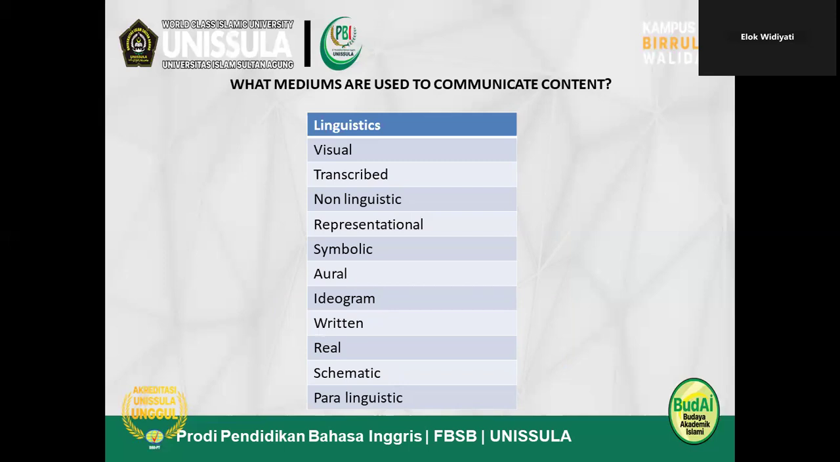So the content within the analysis of interaction deals with the linguistic, of course, visual, transcribed, or transcription coming from the performance of the communication itself, and then non-linguistic, representational, symbolic, oral, ideogram, written, real, semantic, and paralinguistic.